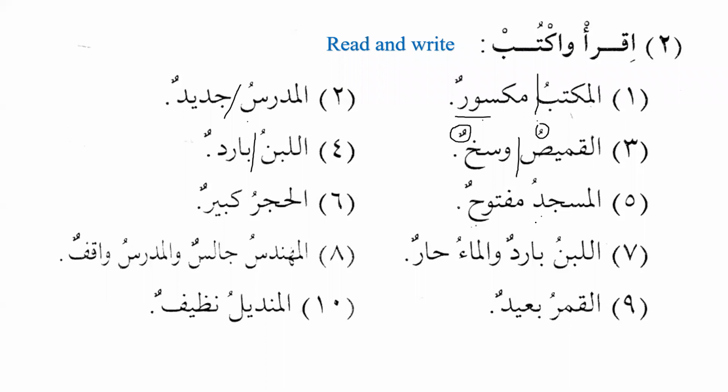There is a question, the difference between kabir and akbar. Kabir means big and akbar means the biggest. Like in English we have big and then the biggest. Yeah, so kabir means big and akbar means the biggest. So when we say Allahu Akbaru, Allah is the greatest.